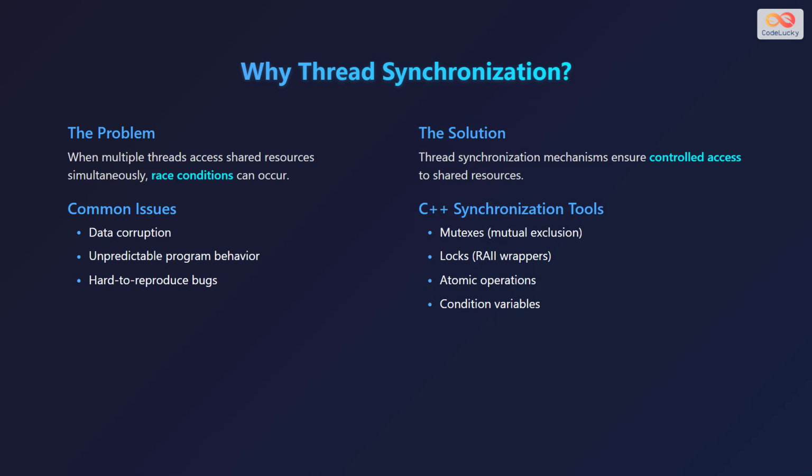The solution involves thread synchronization mechanisms, which ensure controlled access to shared resources. In C++, there are several synchronization tools available, including mutexes, which stand for mutual exclusion, locks, which are resource acquisition as initialization wrappers, atomic operations, and condition variables.